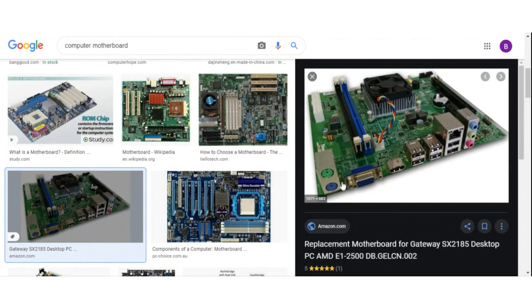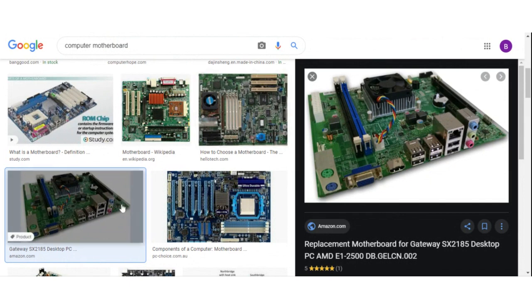We have the HDMI port here. We have the VGA port here. We have the mouse port and the keyboard port here. We have the USB ports here. You have the microphone port here. This is what you call the internet port. This is a computer motherboard.